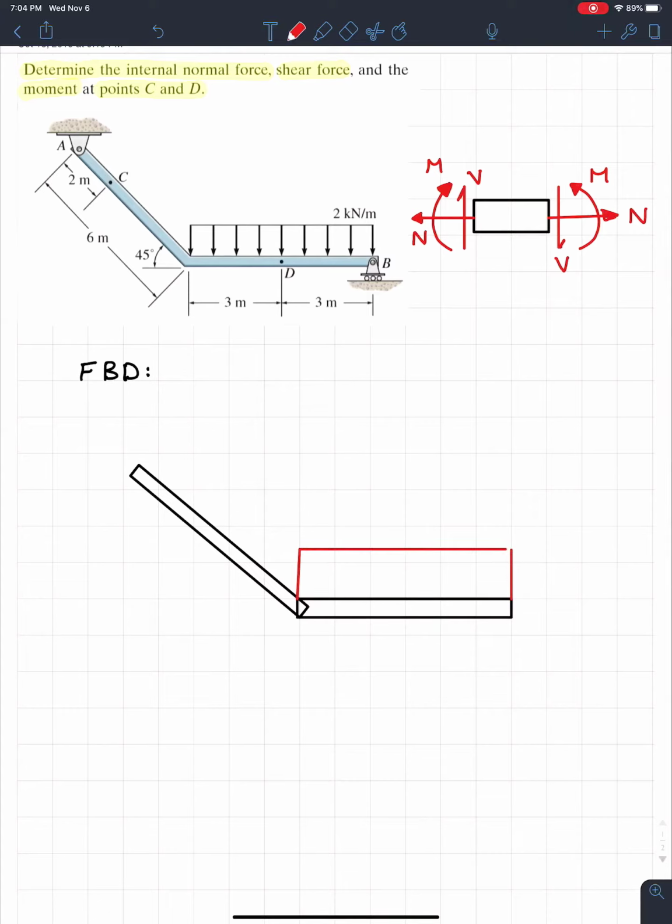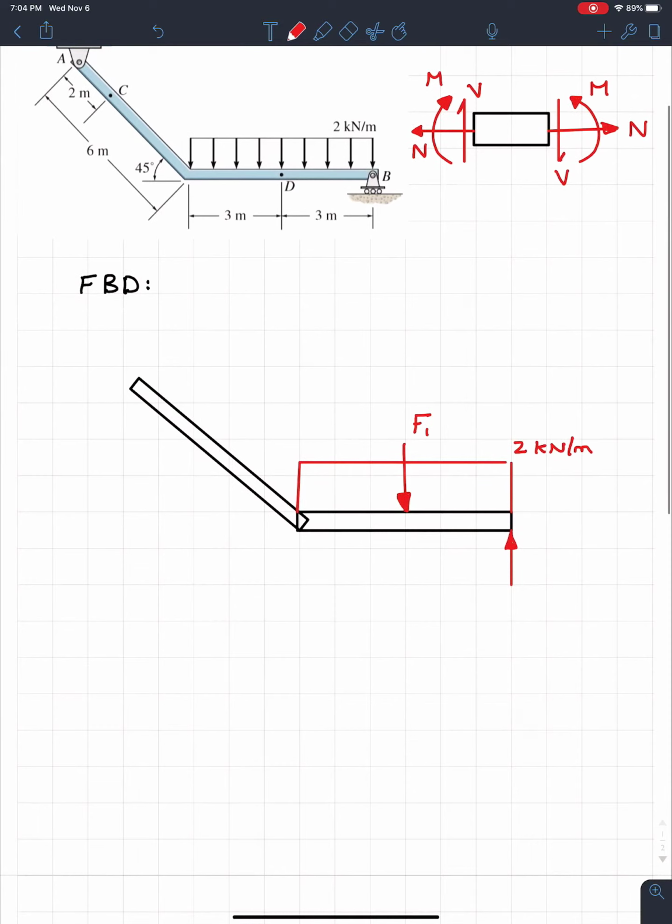So we know it's rectangular, and that'll have a force right at the center. And this force right now I'm just going to call F1. We'll find that out in a couple seconds. And we know that this has a magnitude of 2 kilonewtons per meter. We can also draw our support reaction. So over at B, we have a roller, just like this. So this one's going to be B. And so I'm going to call it BY because it's vertical.